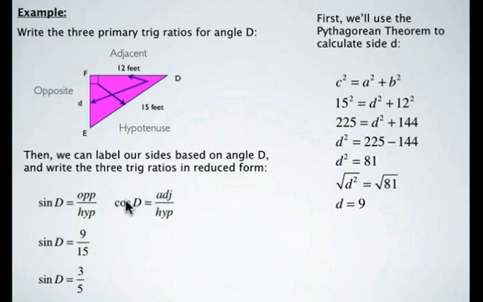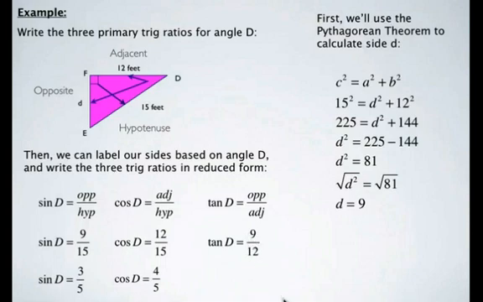The next one, cosine, for angle D is adjacent over hypotenuse. Our adjacent side is the 12-foot side, and the hypotenuse again is the 15-foot side. So that is equal to 12 over 15, which in lowest terms is 4 over 5. Tan for angle D is opposite over adjacent. Our opposite side is D, which we found to be 9, over the adjacent side, which is 12. So this is 9 over 12, and in lowest terms it's 3 over 4.